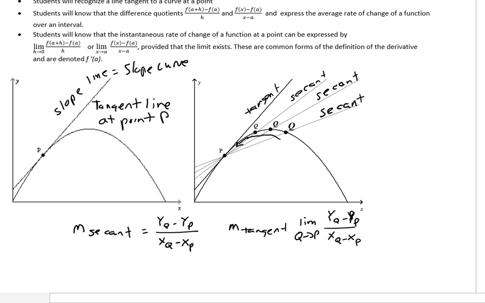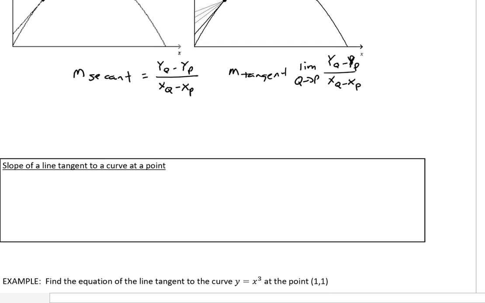Now, so we're talking about the slope of a line tangent to a curve at a point. Okay. We're going to use that idea that we just talked about with the secant lines and finding the slope of the secant lines, and the slope of the tangent is the limit of the slope. So we know that we can also take the slope of a secant as f of a minus f of b over a minus b.